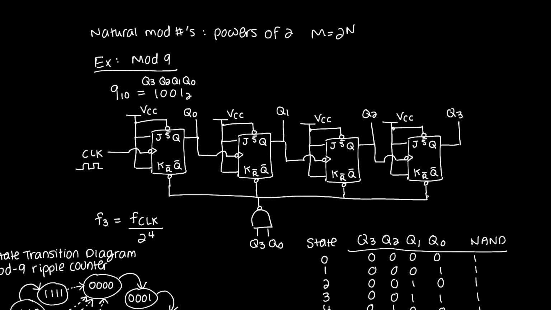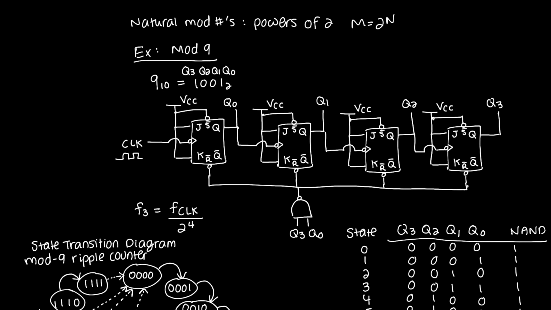And I know that by the time I output Q3, Q3 is delayed with respect to the clock by 4 times the propagation delay of a single flip-flop. And at high frequencies, this can really make a difference. So we'll explore different ways to mitigate it with synchronous counters.